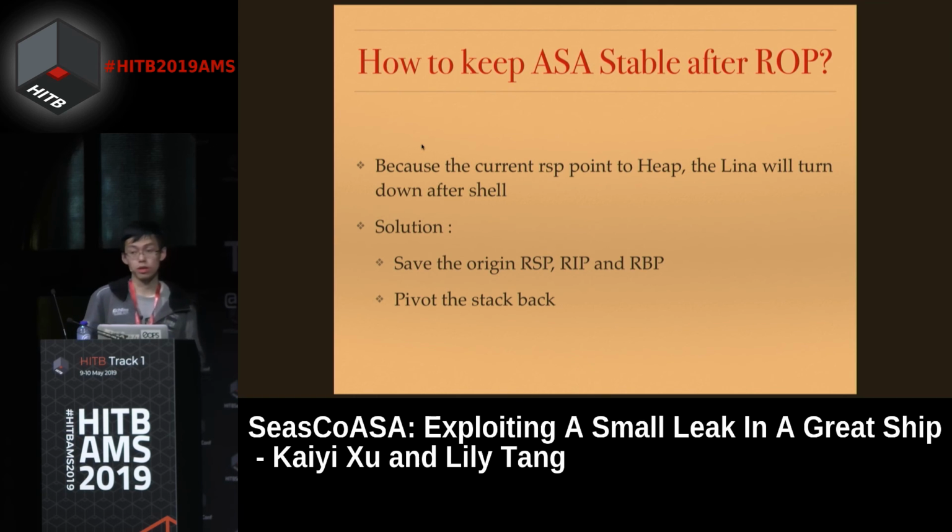The last thing we need to consider is how to keep ASA stable after the ROP. Because after a stack pivot, the current PC will point to the heap, and the ASA will absolutely crash because RSP pointing to the heap will not work. So the solution here is to pivot again. We save the original RSP, RIP, and RBP, and pivot the stack back from the heap to the stack, so the ASA can stay stable.